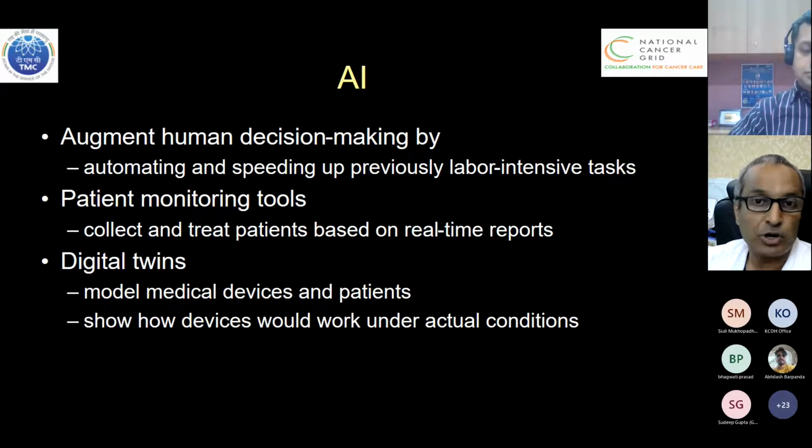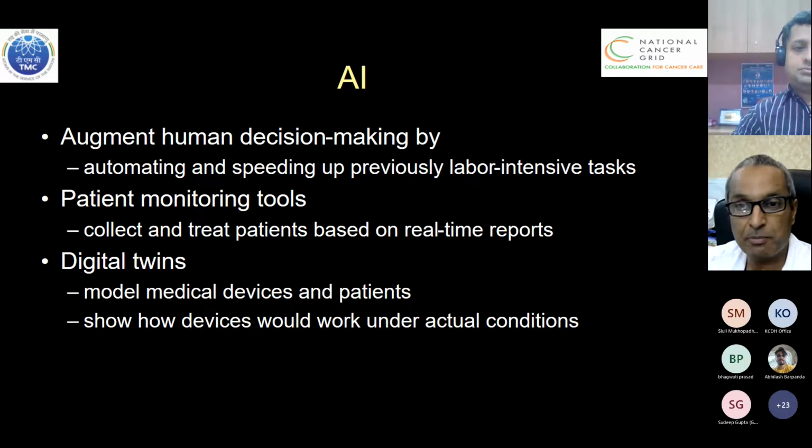Many previous speakers have spoken about artificial intelligence. The ability to augment human decision making by automation and speeding up what were otherwise repetitive or labor intensive tasks is at the heart of what AI is all about. But patient monitoring tools, where data collection and treatment of patients is based on real-time reports rather than one-time testing of data, is something that has truly revolutionized several areas of health.